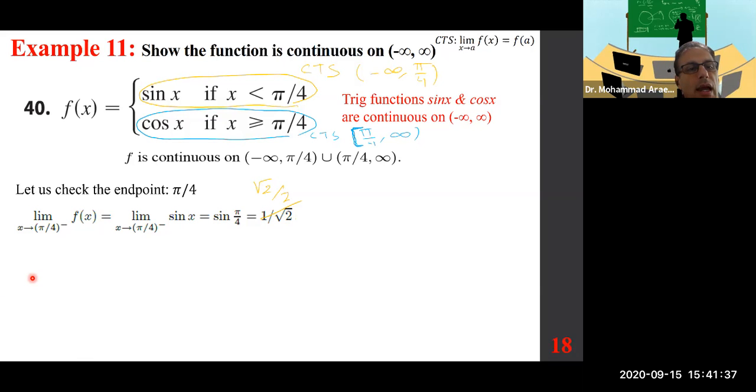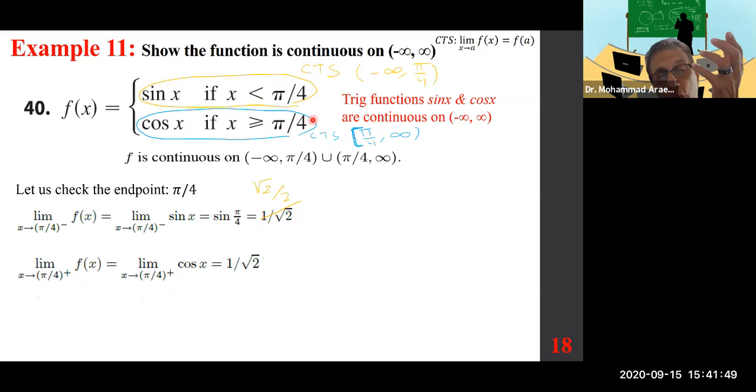All right, now the second part. So that's the limit as we approach pi over 4 from the left. Now, from the right, we use the second branch, the second piece. So we're going to use cosine. When we do that, as you know, sine and cosine, both of them at pi over 4, are equal to square root of 2 over 2. So the limit does exist.